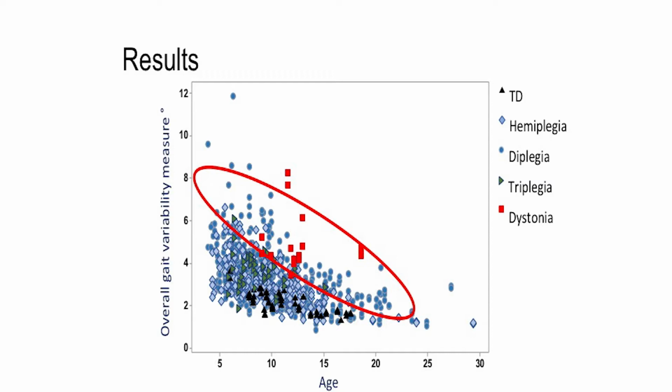Now, if I plot the children with dystonia, you can see that there is in general an increase in terms of gait variability for similar age. But at the same time, you can see that there is some overlapping. Some blue points are in the area of the red points. So our index could not discriminate completely patients with dystonia as their primary disorder from patients with spastic hemiplegia, diplegia, and tetraplegia as their primary disorder.